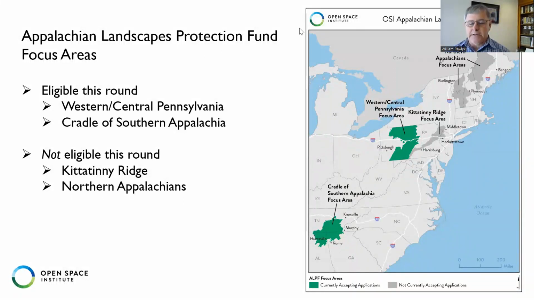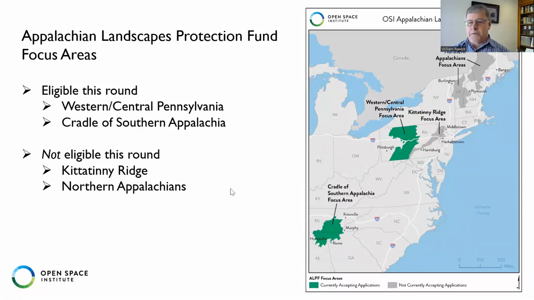The second area to the south, called the Cradle of Southern Appalachia, was active in previous rounds. It covers portions of Alabama, Georgia, Tennessee, and the western edge of North Carolina, and it lies largely in two ecoregions, the Cumberland and Southern Ridge and Valley ecoregion, and the Southern Blue Ridge ecoregion.